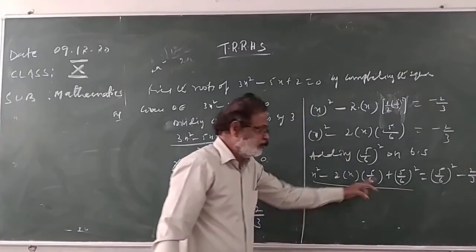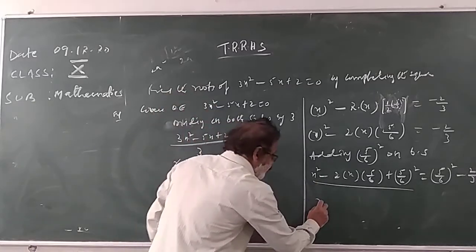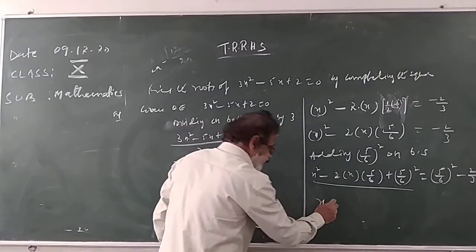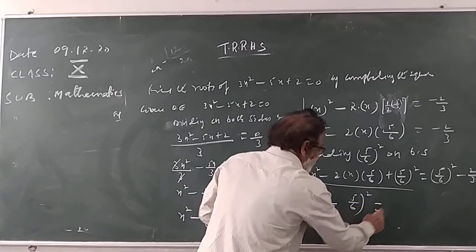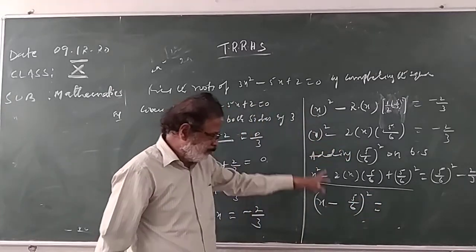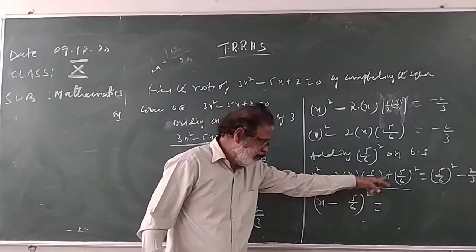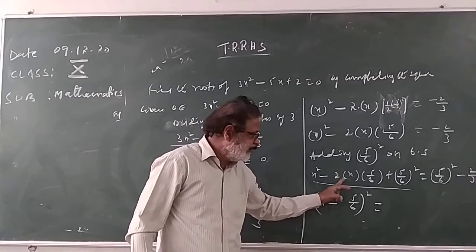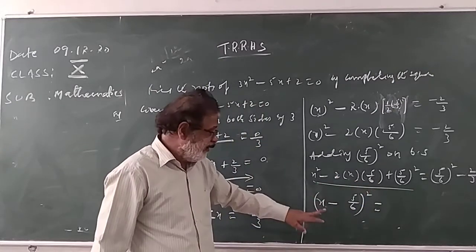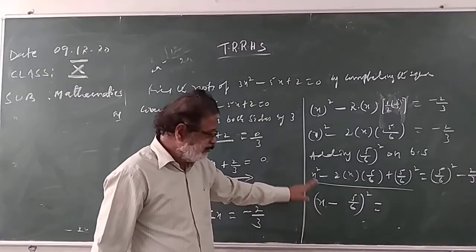This is in the form a square minus 2ab plus b square, which means a minus b whole square. Here a is x, and b is 5 by 6. So x minus 5 by 6 whole square. The whole expression is x square minus 2x into 5 by 6 plus 5 by 6 square.